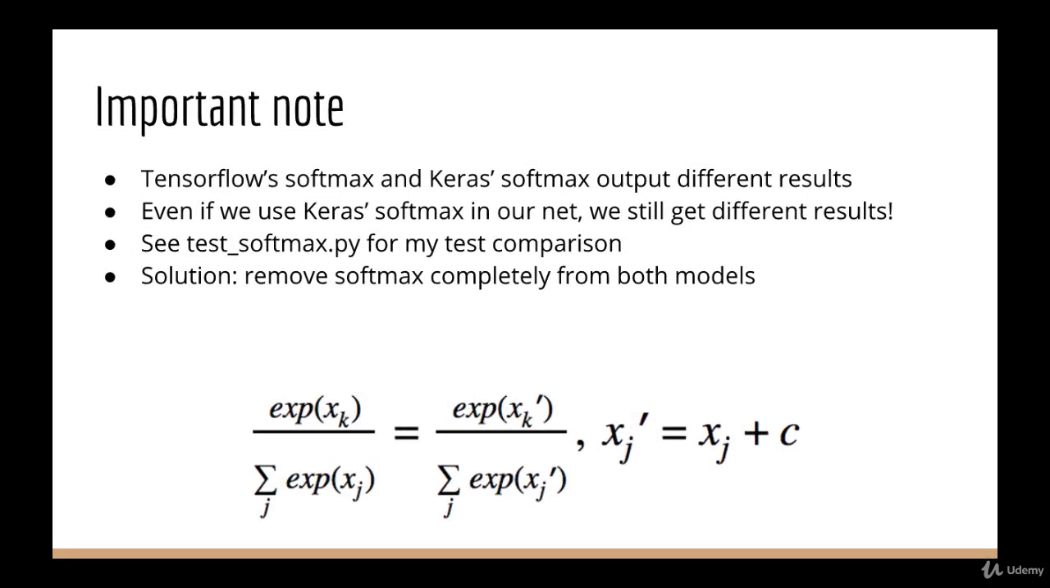The only thing we need to watch out for is that TensorFlow's implementation of softmax is different from the Keras version of softmax, so they both output slightly different answers. What's actually super weird is that even if you try to do a little hack where you replace softmax in our model with the Keras version of softmax, this still results in a slightly different answer. If you want to see some tests I did to compare different implementations of softmax, check out the file testsoftmax.py.